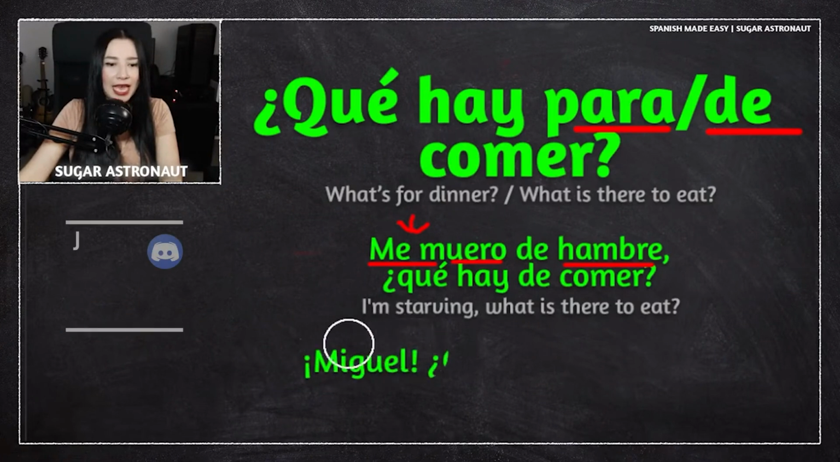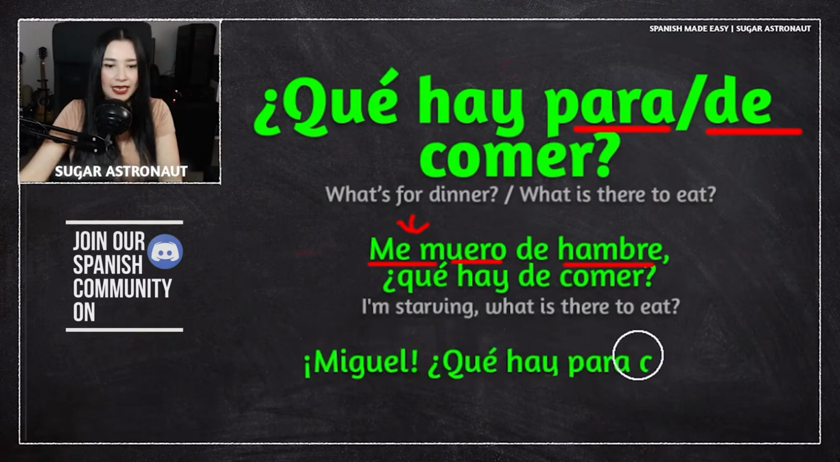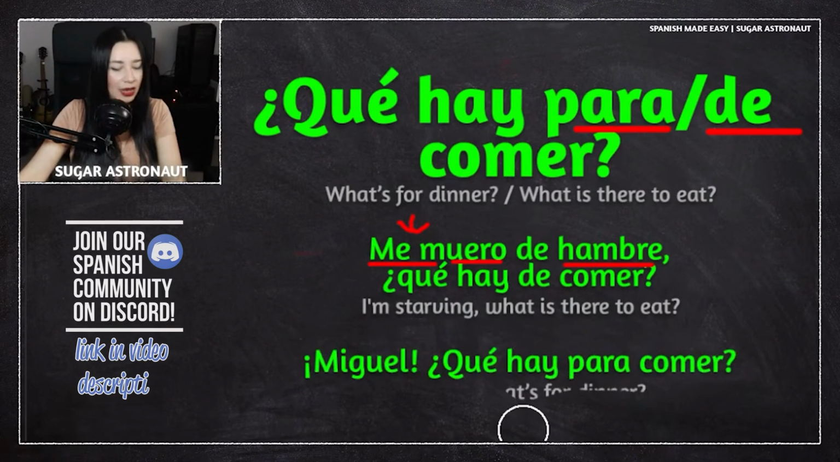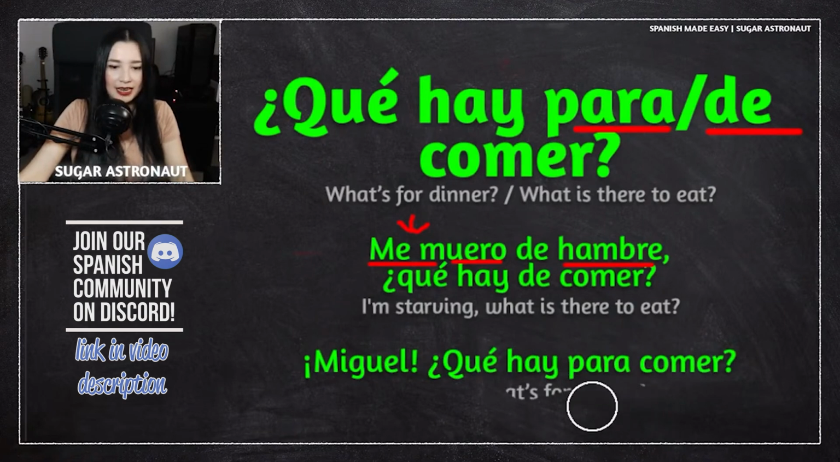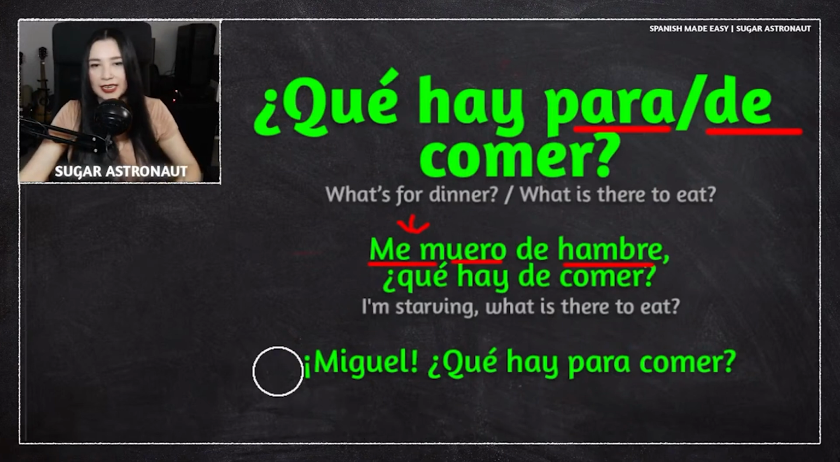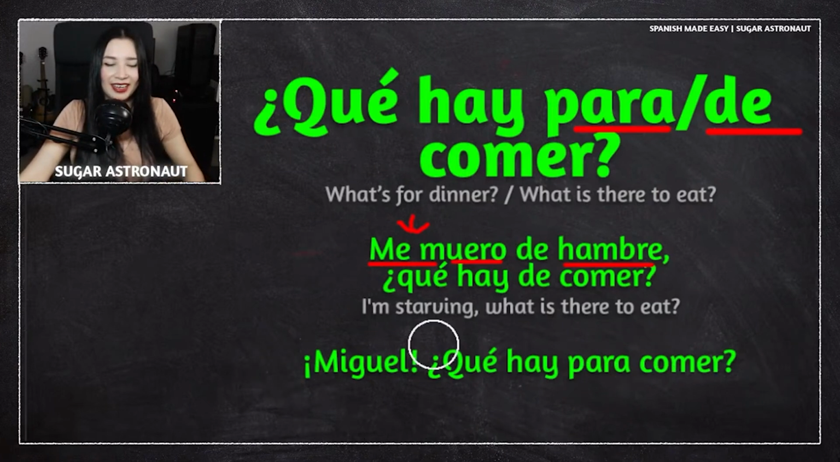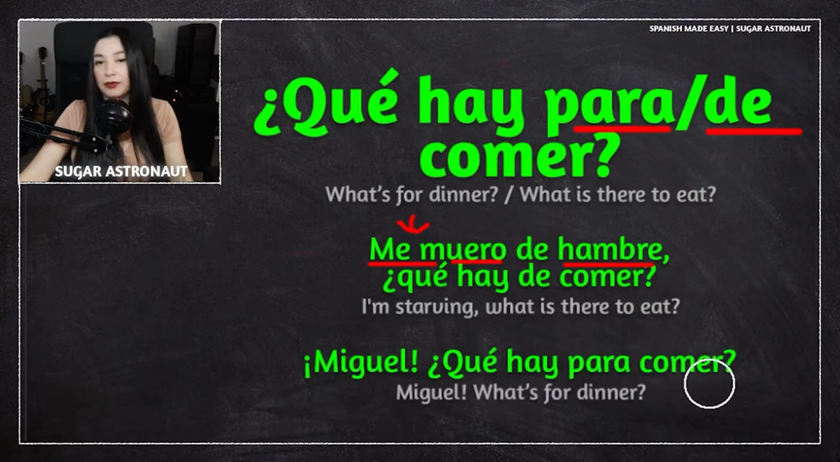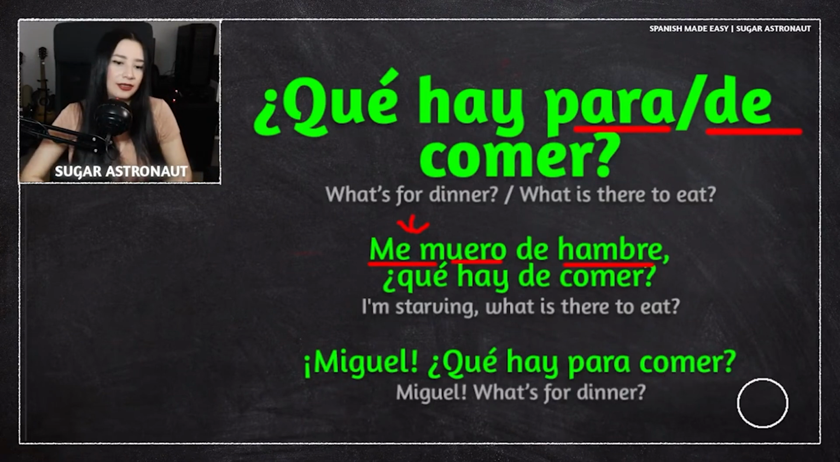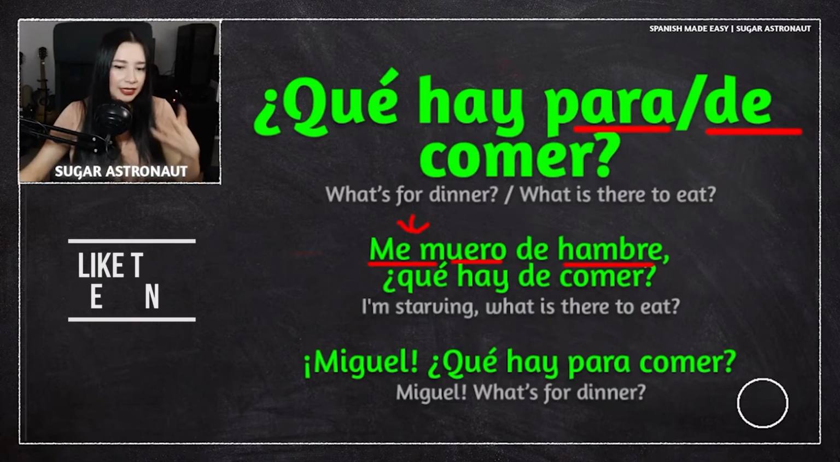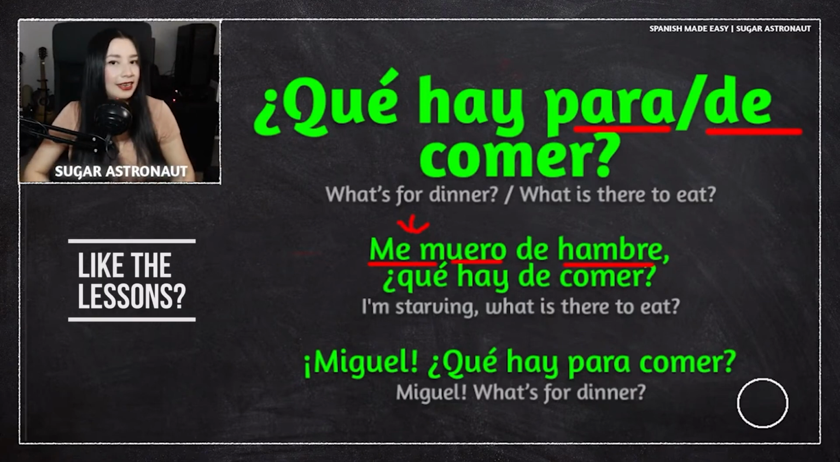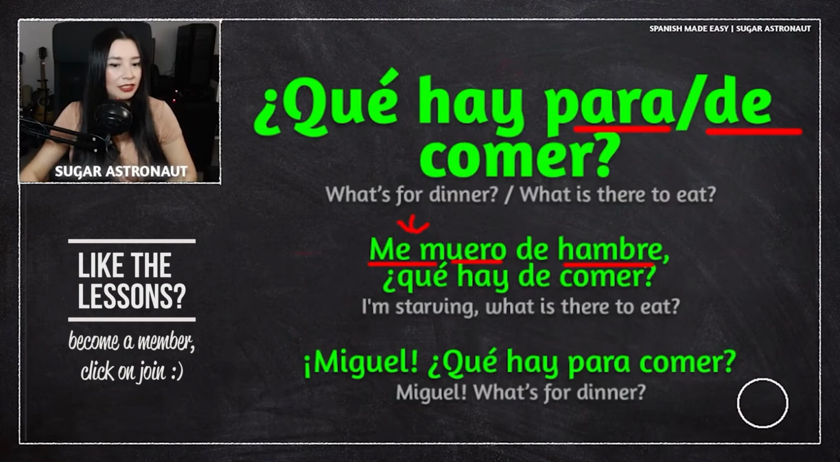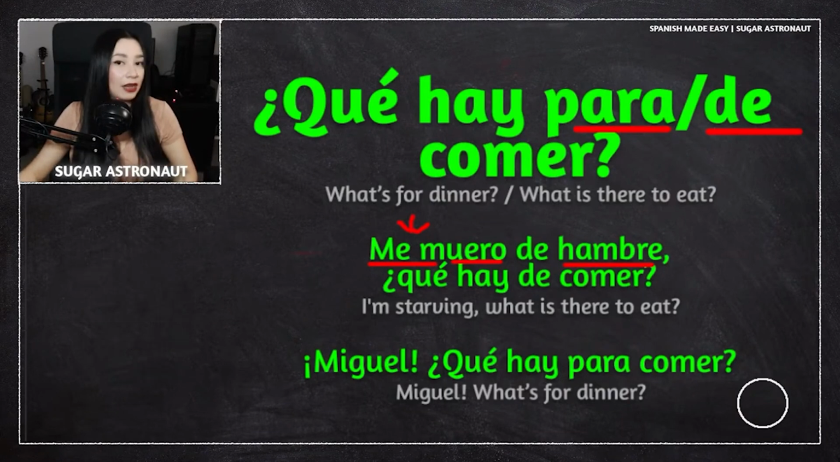Miguel, ¿qué hay para comer? Miguel, ¿qué hay para comer? So we're just adding a name here, nothing too difficult. And this means, Miguel, what's for dinner? So you can just use the expression by itself. You can add a subject just to get someone's attention. Miguel, ¿qué hay para comer?